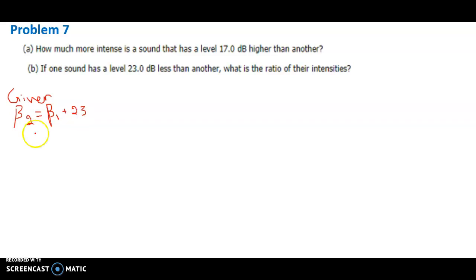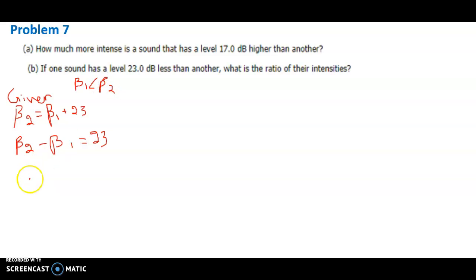So again, the difference between them is 23. If one is less than the other by 23, we can say that the other is greater than it by 23. So beta 2 minus beta 1 is equal to 23. Okay, so here we have that beta 1 is less than beta 2.